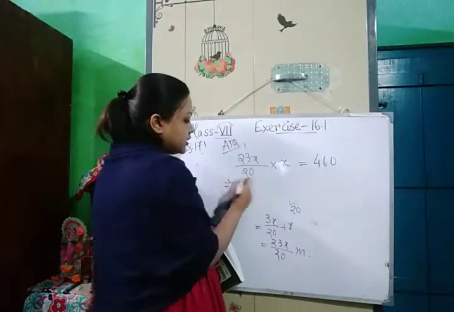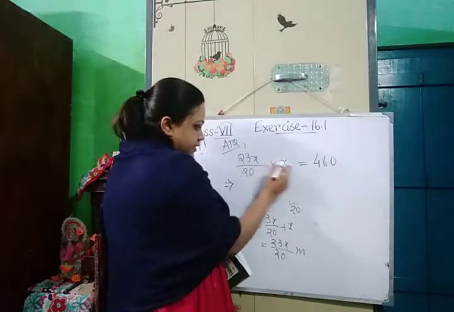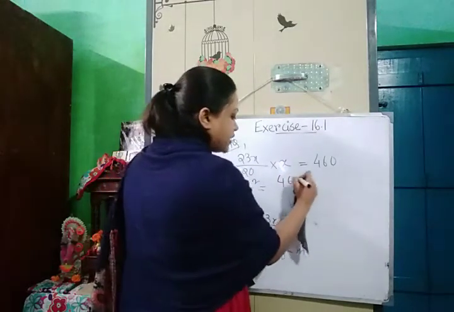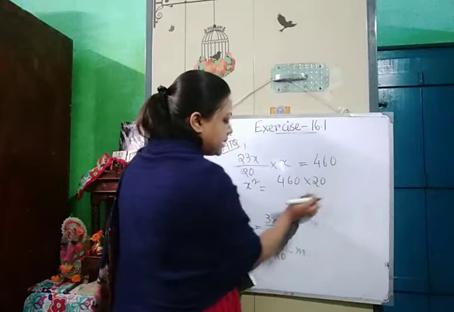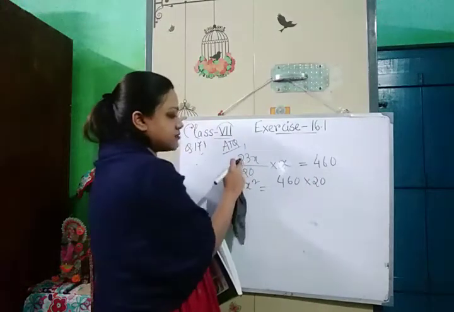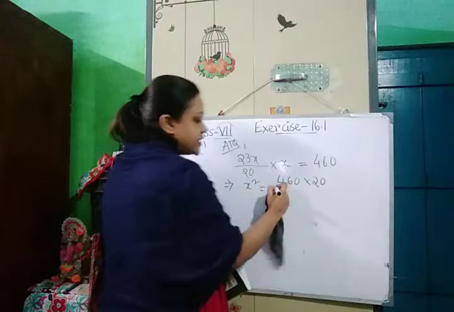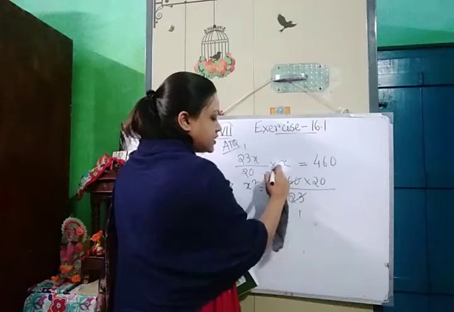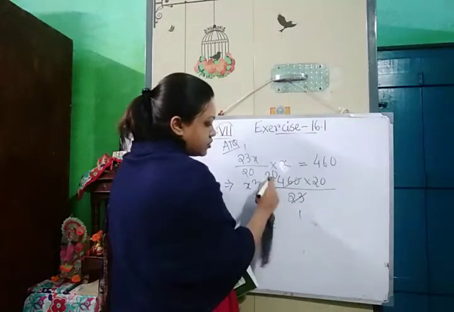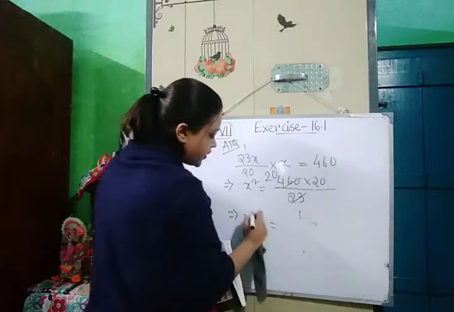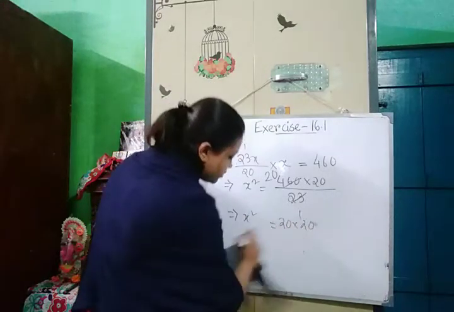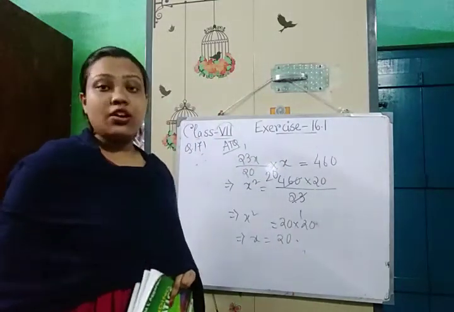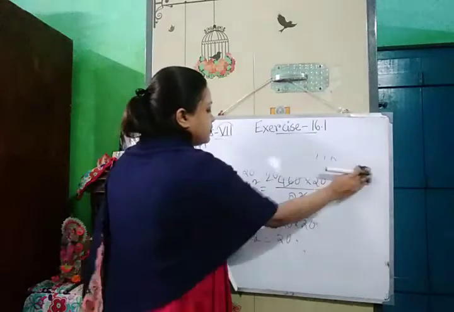Okay, so we will find out the value of x. x into x, x square, equals cross multiplication. 460 into 20 will be cross multiplied here, and this 23 is multiplied here. So when we take it to the right hand side, it will be divided. 23 ones are 23, 23 twos are 46 and another 0. So it's 20 into 20. You can see x square equals 20 into 20, so x equals 20. So the breadth of the rectangle is 20 meter.